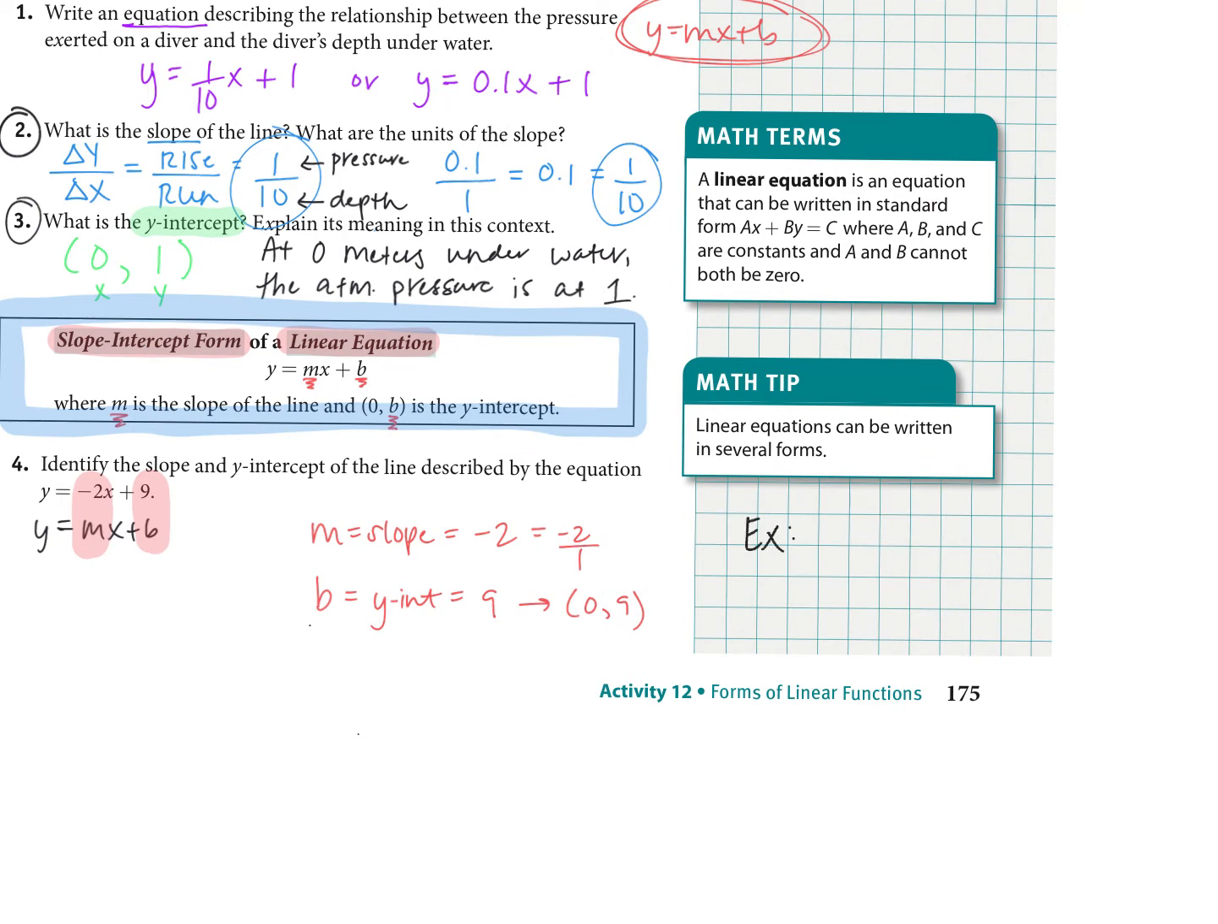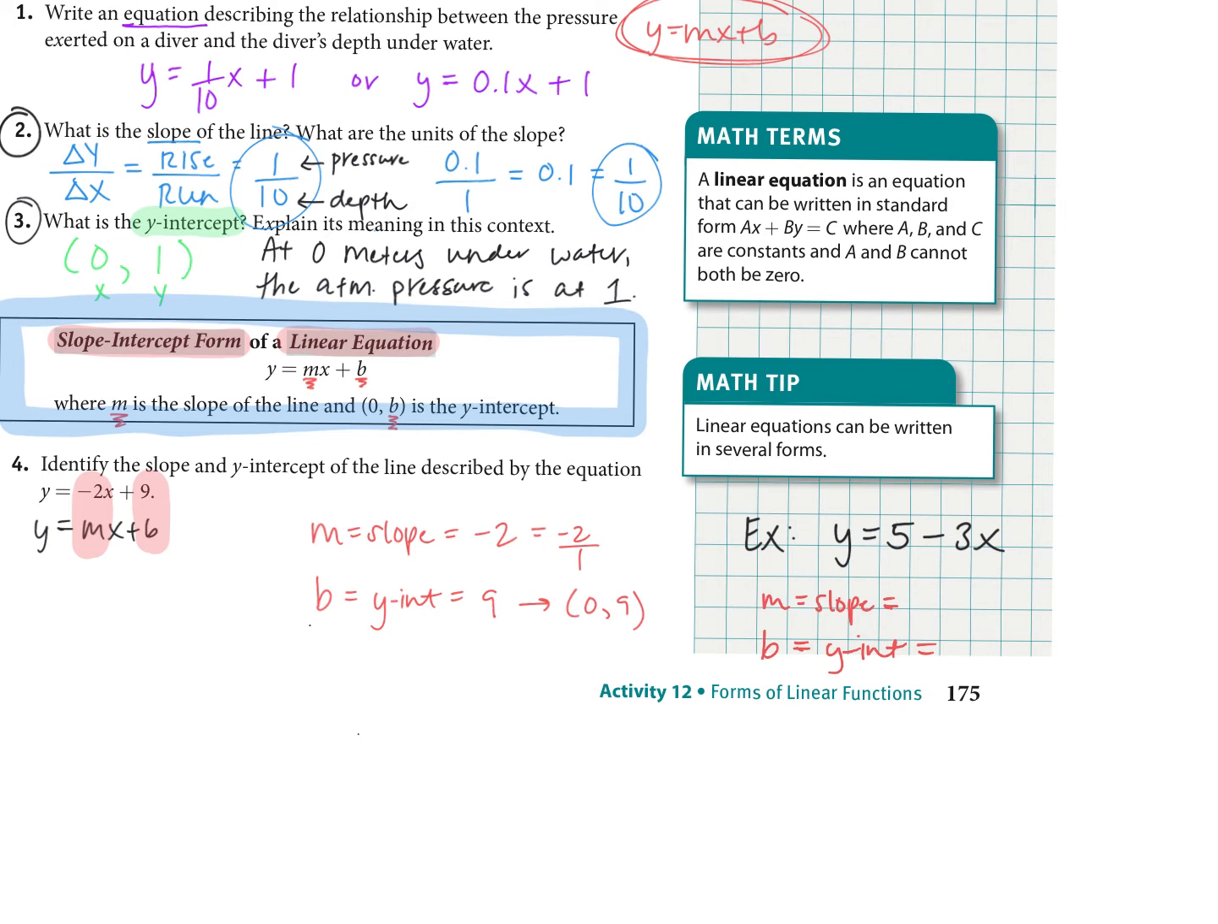Let's say I give you the following equation: y equals 5 minus 3x. I know I'm switching it up on you. I want you to identify what the slope and y-intercept is. So pause the video right here, give it a chance to test it out, and then come back and go over it together.